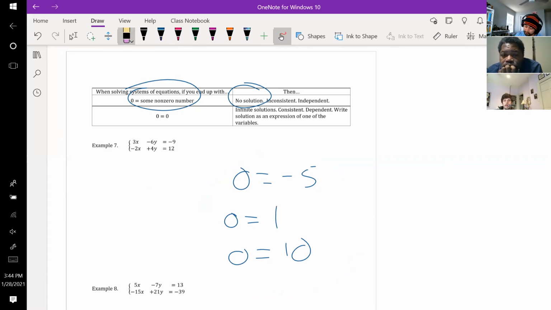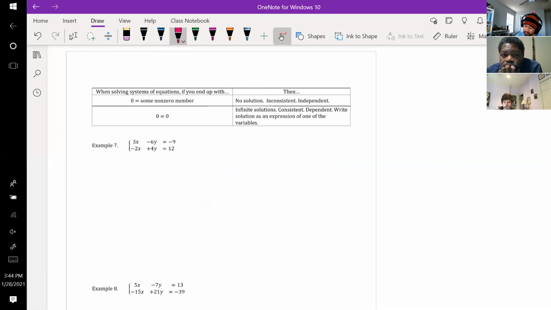And then the next one, if you come across 0 equals 0, that is the truest statement you can have. So if your system of equations zeroes out on both sides, then your answer here is infinitely many solutions.